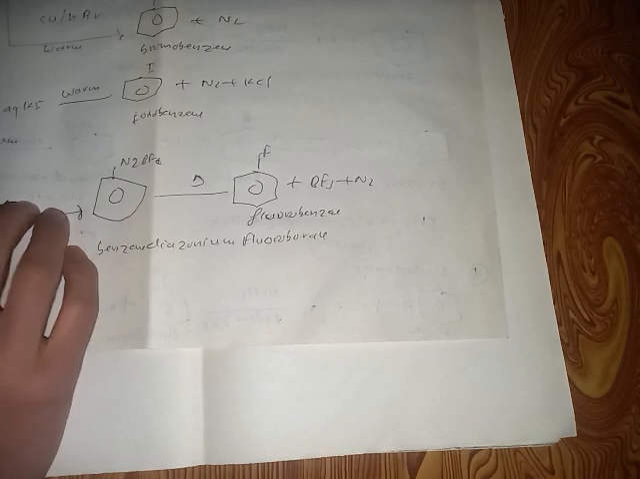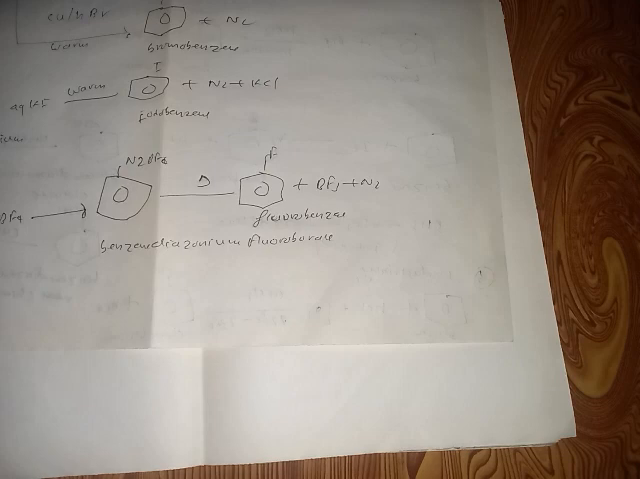And so next I'm going to describe the properties of the haloarenes. It is most important, and there are two types of properties: first of all, physical properties, and then the chemical properties. Physical property is important, and the chemical property is most important.